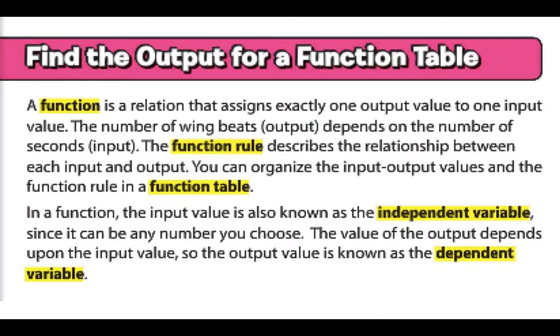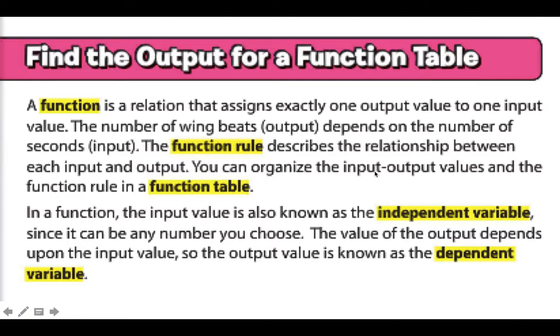So, to find the output for a function table, we first need to understand what some words mean. We've got some new vocabulary. So, a function, which is a word that I've been using quite a bit since the lesson started, is a relation or relationship that assigns exactly one output value to one input value. The number of wing beats, that would be the output, depends on the number of seconds, the input. So, whatever the number of seconds is, changes the number of wing beats. The function rule describes the relationship between each input and output.